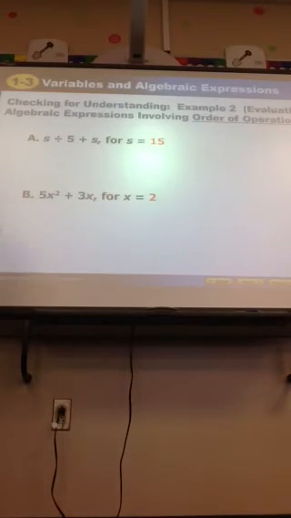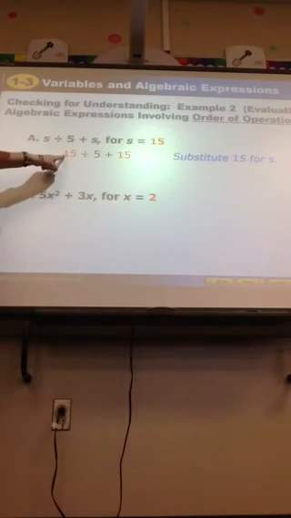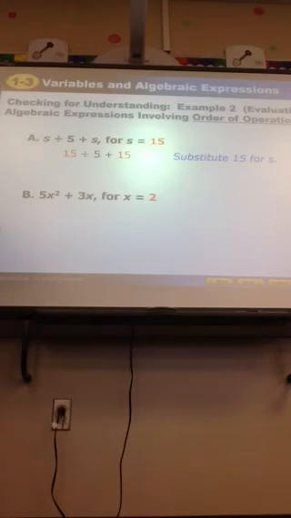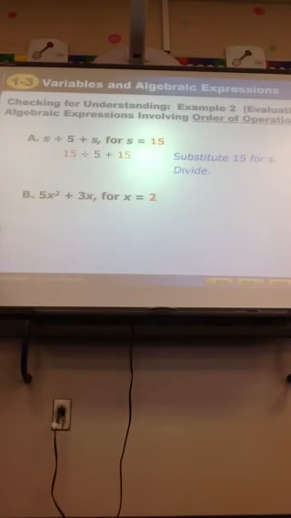Okay, so for A, we've got s divided by 5 plus s. So we're going to put in 15 in both places where we have an s, and that's called substitution. So we've got 15 divided by 5 plus 15. Now what do we do first in order of operations? We multiply and divide before we add or subtract. So we're going to divide. 15 divided by 5 is 3.